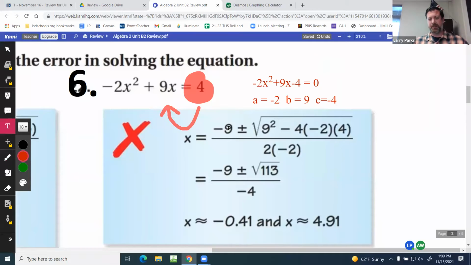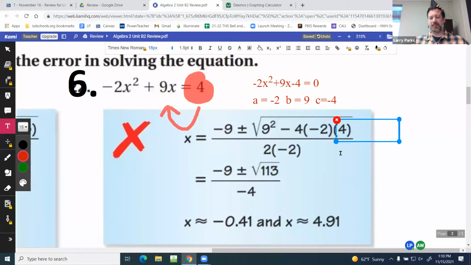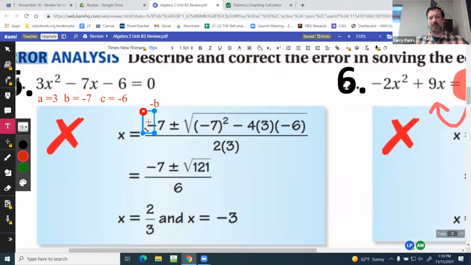So negative b, that's fine, plus or minus square root of b squared, that's fine, minus 4ac. This should be a negative 4 right there. That should be a negative. Which then changes 113 and then changes the rest. I'll let you fix that yourself. So on this problem, they forgot to move the 4 over before calling it a c. On this problem, they forgot that this was negative b, so you change the sign. So if you start off with negative 7, it becomes plus 7.